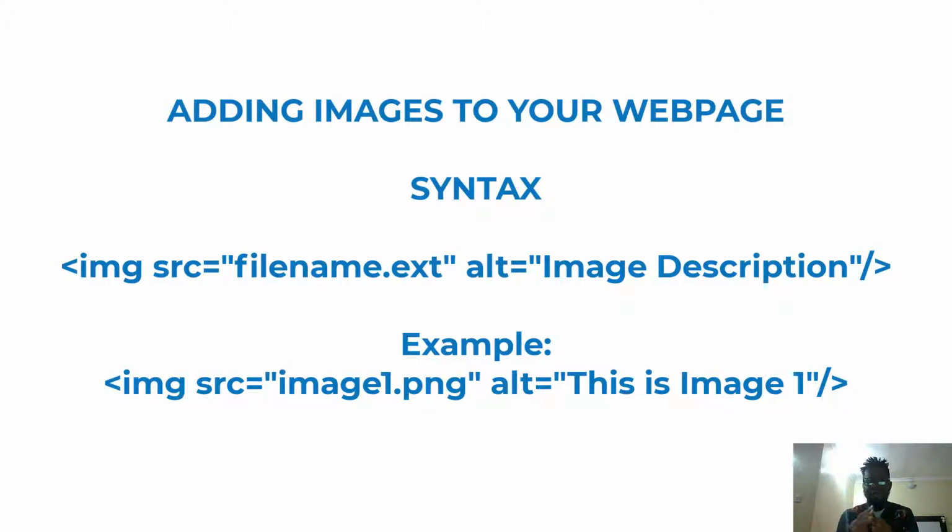And then put another space, you put in another attribute, which is what? Alternative. Now alt means what? If the image is not showing, then I need you to show this. That's what you have. Image description.